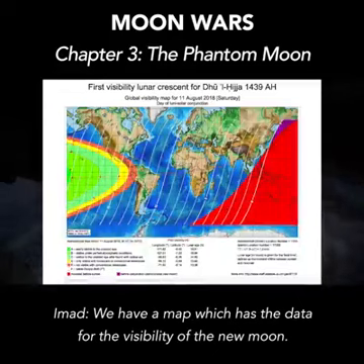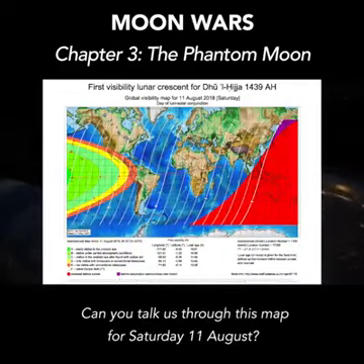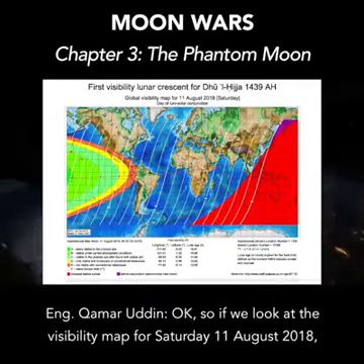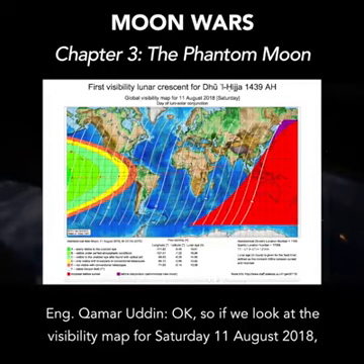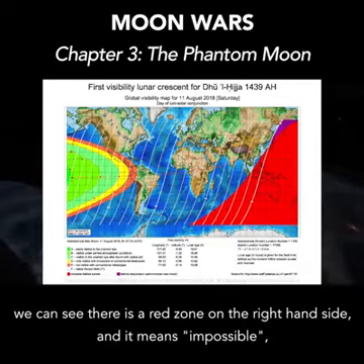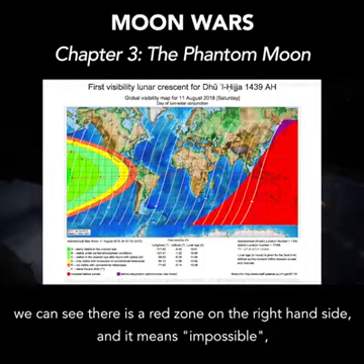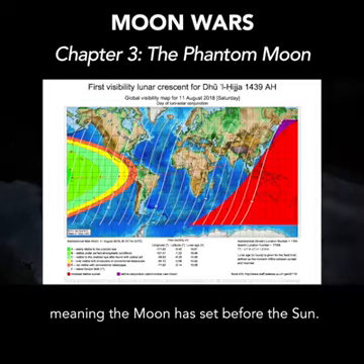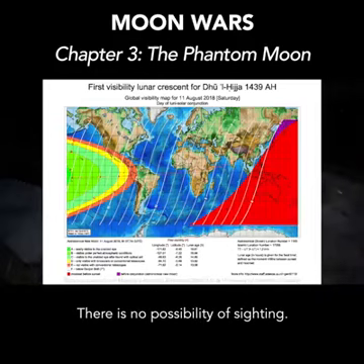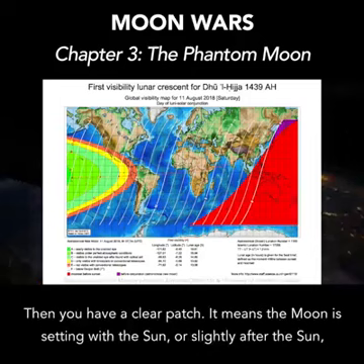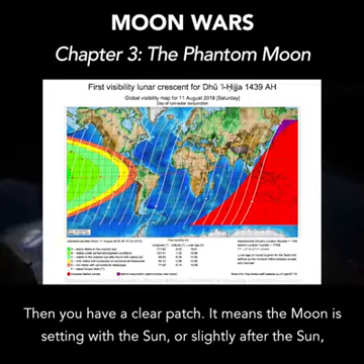We have a map which has the data for the visibility of the moon. Can you talk us through this map for Saturday 11th of August? Okay, so if we look at the visibility map for Saturday 11th August 2018, we can see there is a red zone on the right hand side, and it means impossible, meaning the moon has set before the sun. So there is no possibility of sighting. And then you have a clear patch. It means the moon is setting with the sun or slightly after the sun.